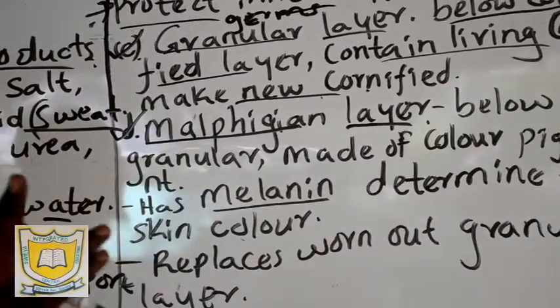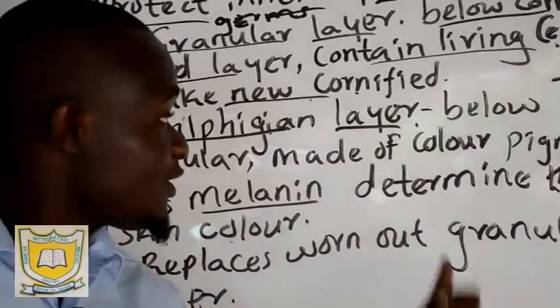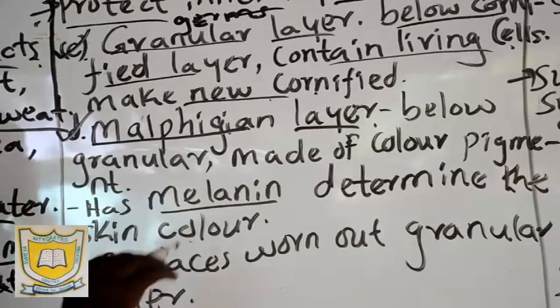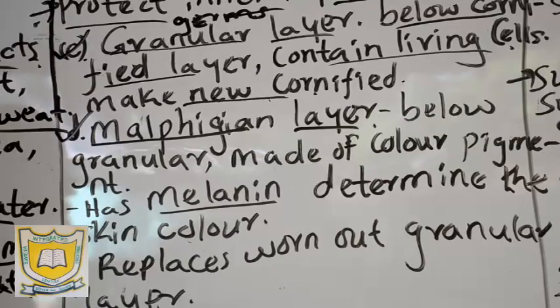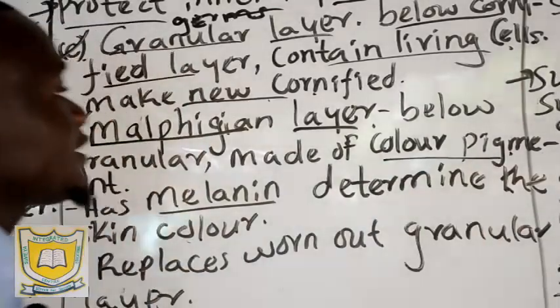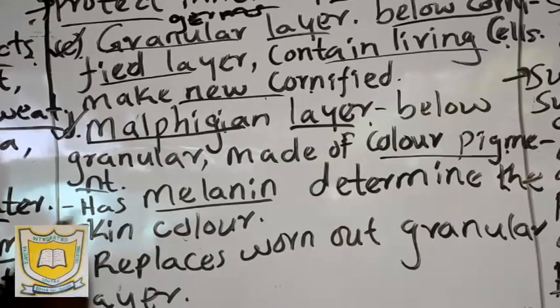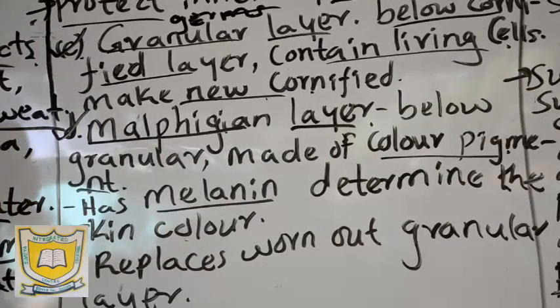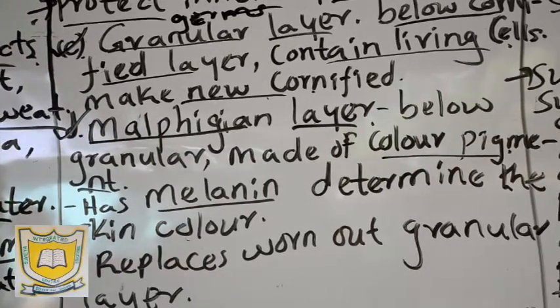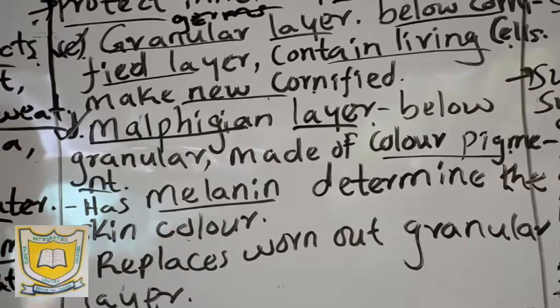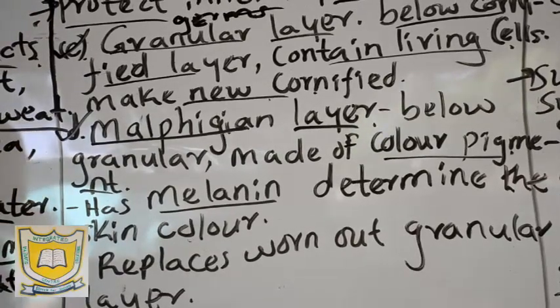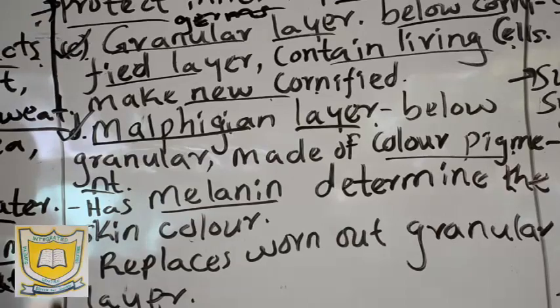Now what is the main function of this layer? It contains the color pigments. And when you hear the term color pigments, it brings us to why some people are black, others are brown, and others are yellow. You can take it just from this layer.